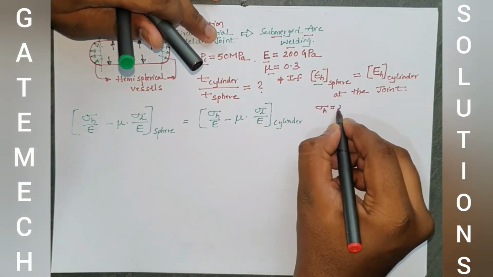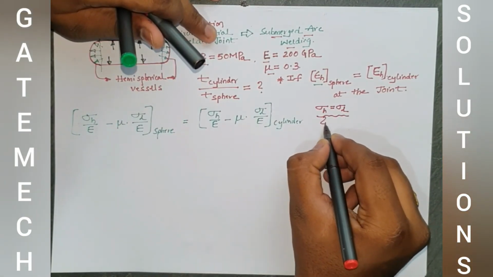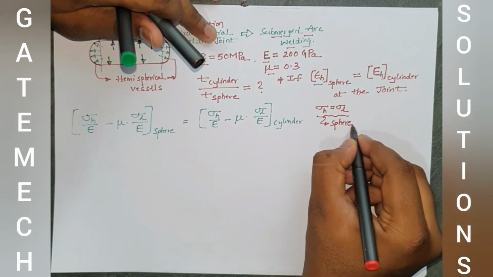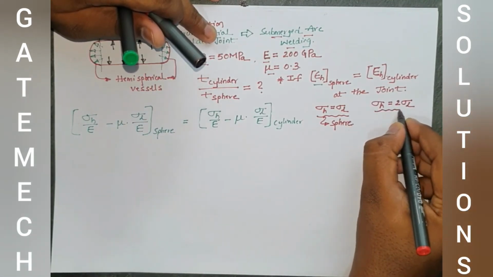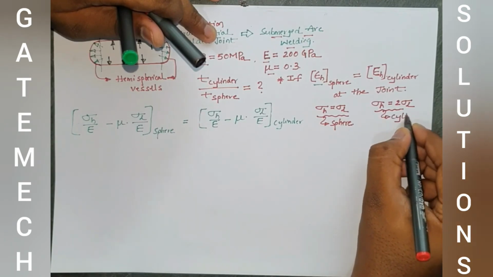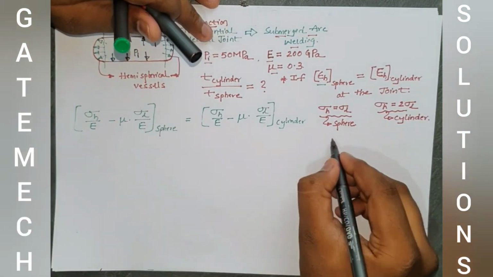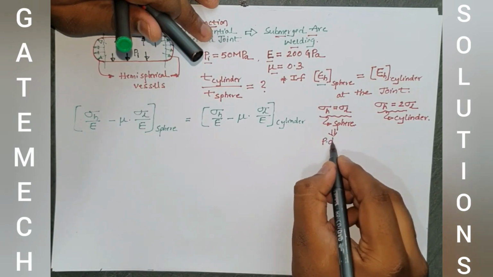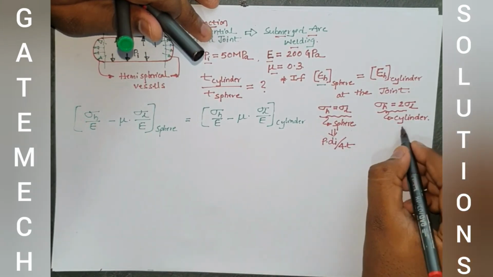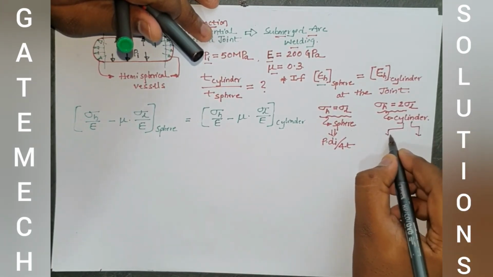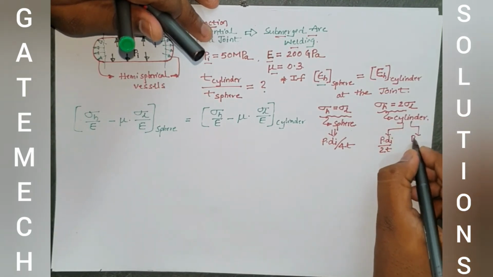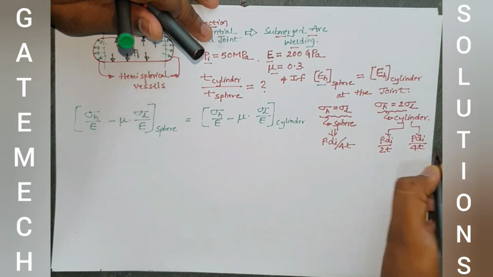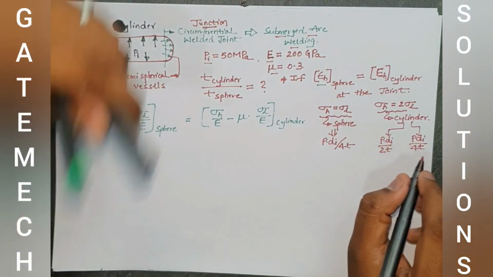Sigma h is exactly equal to sigma L for sphere. That thing also I am going to prove. Whereas sigma h is equal to 2 times sigma L for cylinder. Keep it in mind. For sphere the formula is PD by 4t. And for the cylinder, sigma h formula is PD by 2t, and sigma L formula is PD by 4t. How these relations came, that also I am going to discuss.